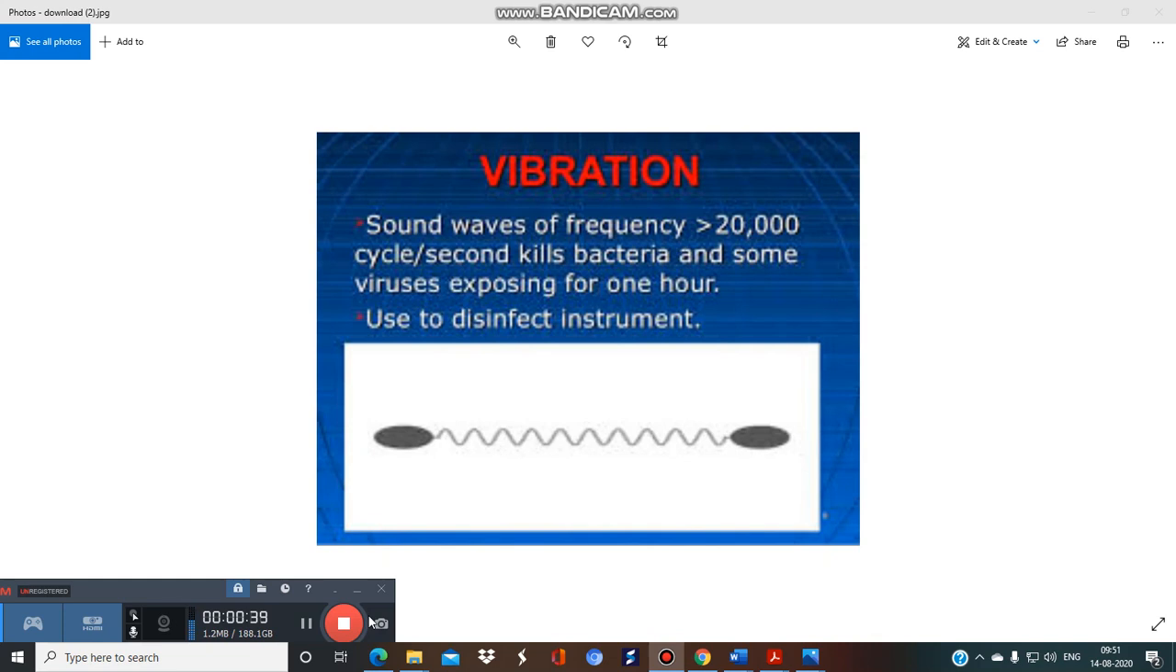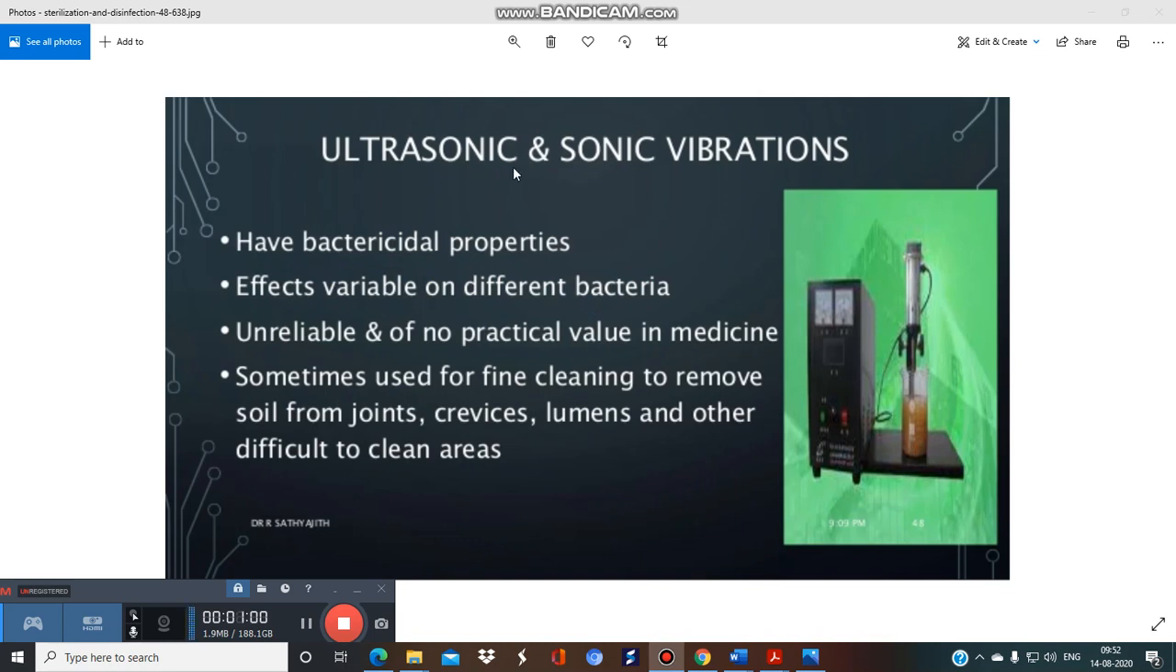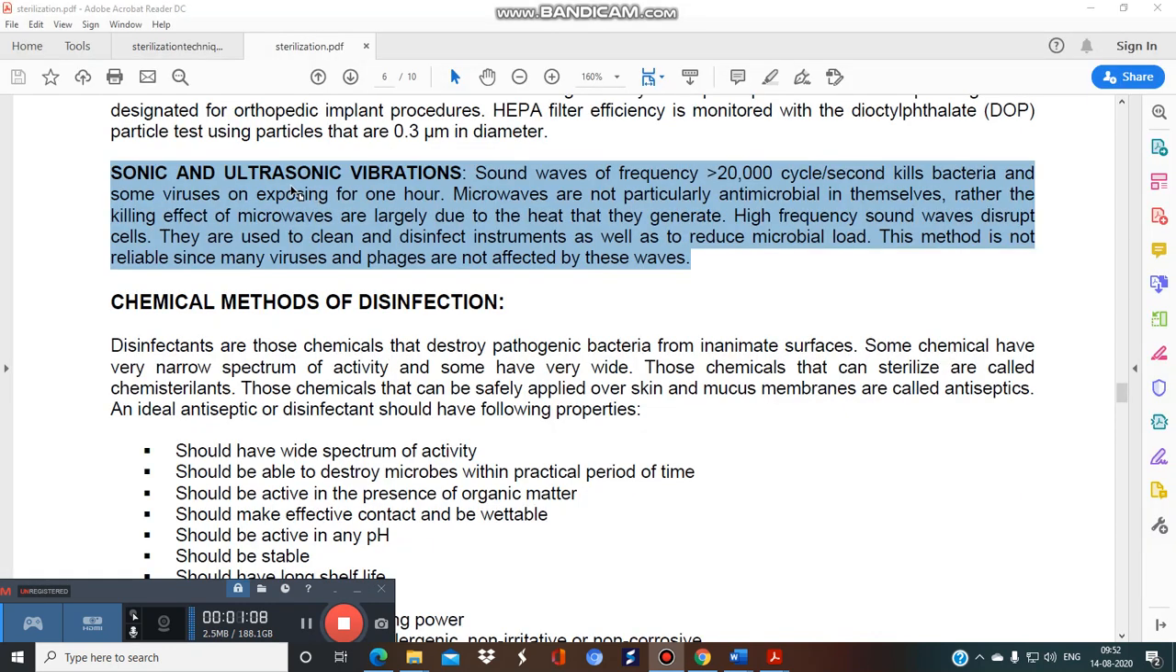Sound waves having frequency greater than 20,000 cycles per second have the ability to kill bacteria and also some viruses when exposed for a particular time, that is approximately 1 hour. The ultrasonic, or you can say sonic vibrations, have bactericidal properties. Just see here, sound waves of frequency greater than 20,000 cycles per second kill bacteria when exposed for 1 hour.